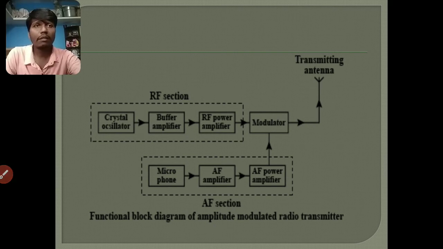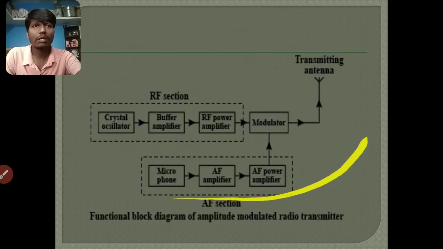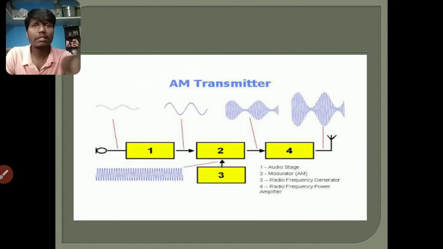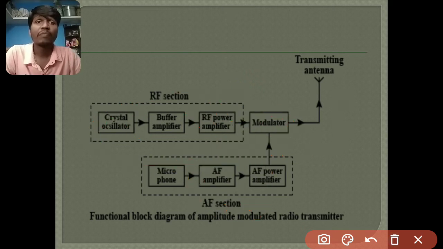See, there is another diagram. This is also a block diagram of the AM transmitter. We see it is the same as the one we already know. There is no difference in the amplitude modulation radio frequency transmitter.